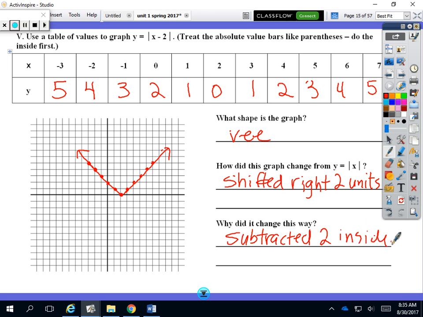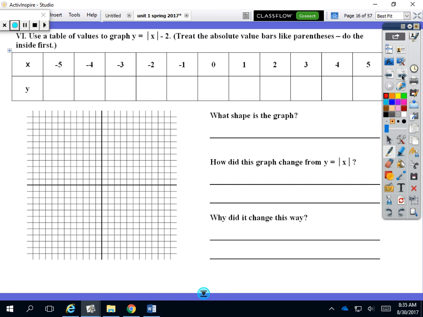So I'm starting to get a feel for these translation rules. If I add inside, it's shifting to the left. If I subtract inside, it's shifting to the right. That's kind of strange. It's kind of the opposite of what I think it would happen, but that's actually what happens. So let's see what happens when I subtract 2 outside.